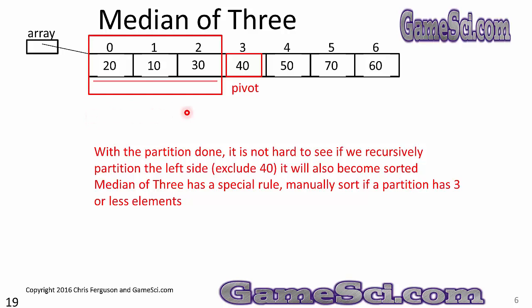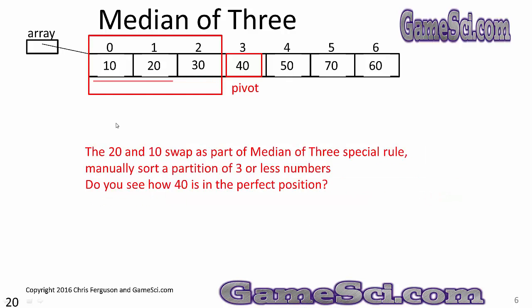will become sorted. Median of 3 does have a special rule that says manually sort if the partition has 3 or less elements. So when we call partition on this side, the 20 and 10 will swap as part of the median 3 special rule. We'll manually sort the 3 or less numbers. Do you see how 40 is in the correct position? Look how this goes. 10, 20, 30, 40. 40 is exactly where it should be.